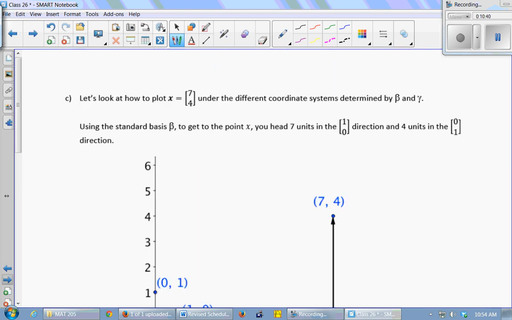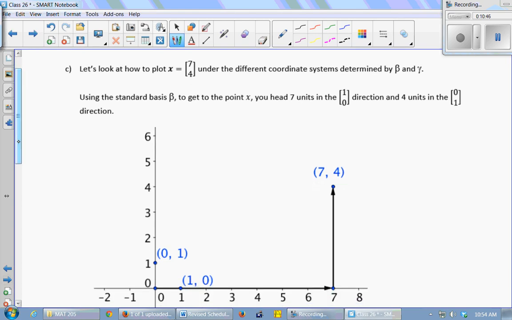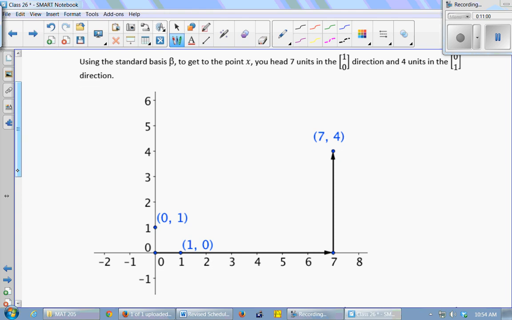All right, so let's look at why would we do this. The whole idea of coordinates, when we're in R2, is that coordinates are how you plot a point. If I wanted to plot the point 7, 4, the coordinates in the standard basis mean go 7 units in the 1, 0 direction. So I start at the origin. This is my 1, 0 direction. This is my 0, 1 direction. Those are my basis vectors that I've plotted there. So the coordinates 7, 4 mean go 7 units in the direction of 1, 0, and then 4 units in the direction of 0, 1, and you land at the point 7, 4.